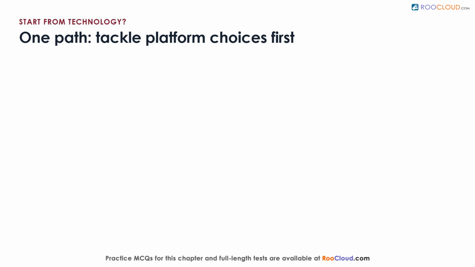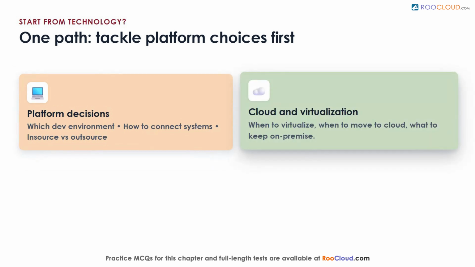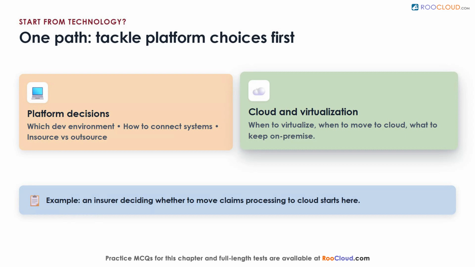Can you build it from a technology angle? Yes, and that is one of two starting points. The technology view tackles the hard platform choices. When should you use one development environment over another? How do you connect systems inside and across organizations? Should you keep a function in-house or outsource it? And when do solutions like virtualization or cloud make sense? Picture an insurer deciding whether to move claims processing to the cloud. The technology view frames exactly that kind of decision.